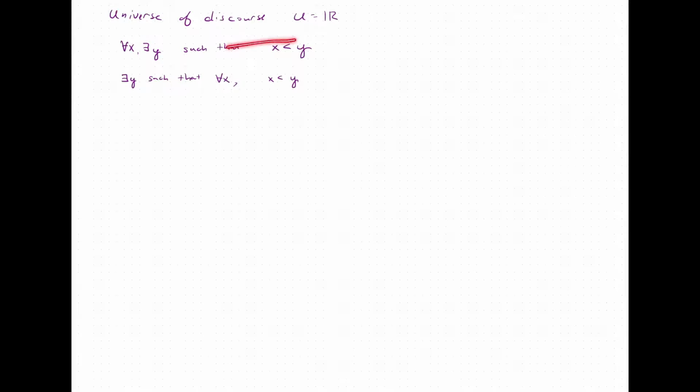But here, we are saying that for every real number x, we can find some y that is greater than x. That is a true statement. If we choose our real number to be, say, 5, then we can certainly choose our y to be 6 or 7. And so there is some y. But now, this statement is not true.